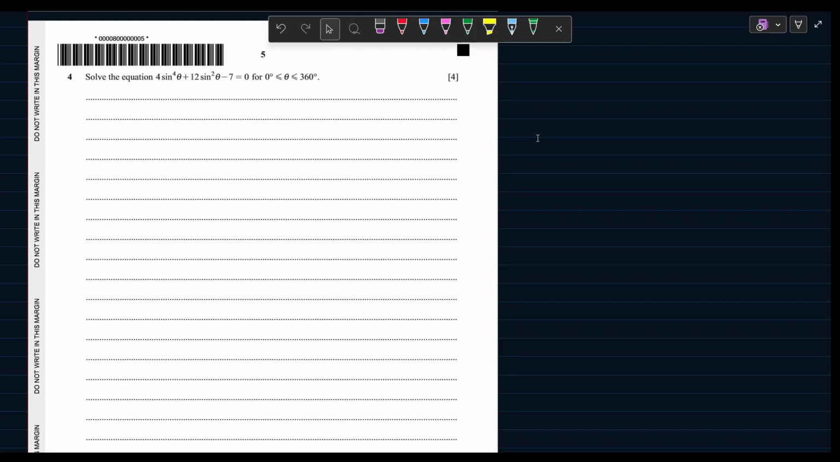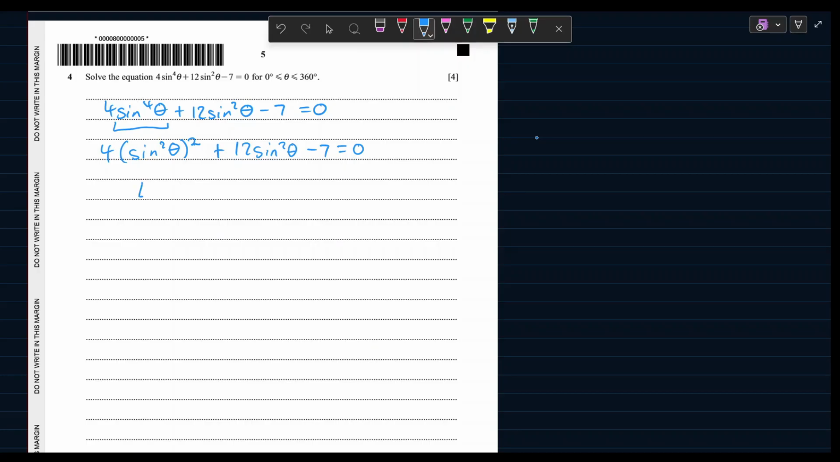Number 4, solve the equation 4 sine to the 4 theta plus 12 sine squared theta minus 7 is equal to 0 for theta between 0 degrees and 360 degrees. So I'm just going to rewrite it. 4 sine to the 4 theta plus 12 sine squared theta minus 7 is equal to 0. Okay, so we can rewrite sine to the 4 theta as sine squared theta squared. So we've sort of factored out a power 2 because 2 times 2 would be 4. Okay, plus 12 sine squared theta minus 7 is equal to 0.